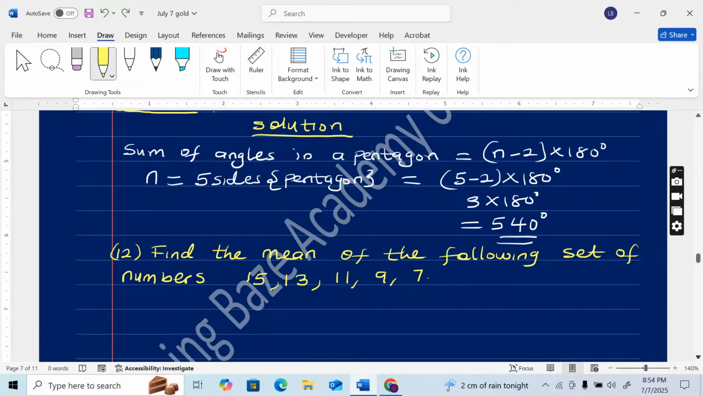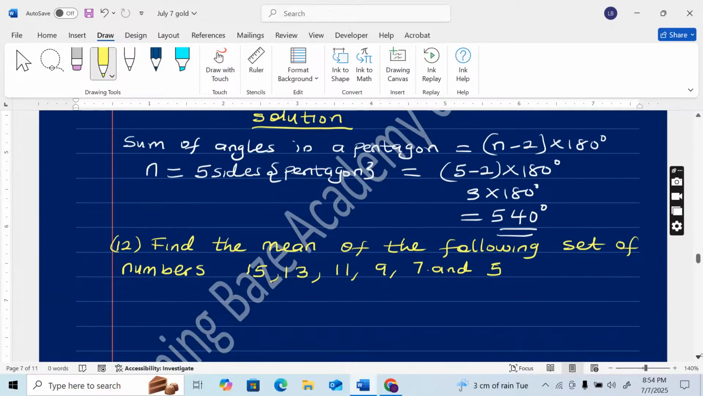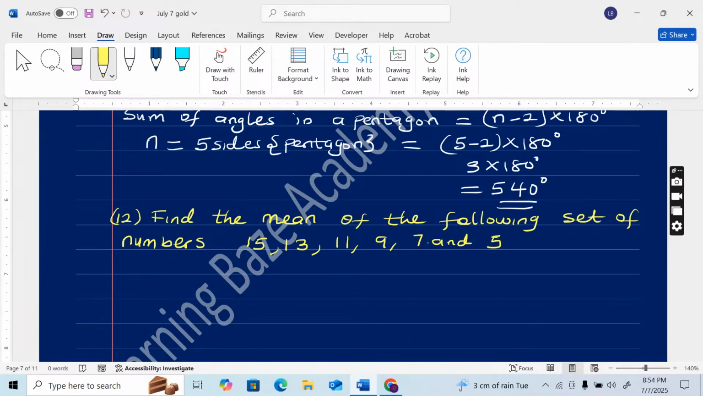As I'm writing, you can quickly do this. I know it's very simple from the knowledge of your mean, median, mode. So we want to find the mean of this set of numbers. How do we do that? Don't forget that your mean is the sum of the numbers divided by the total number. So that's how we are going to get the mean.